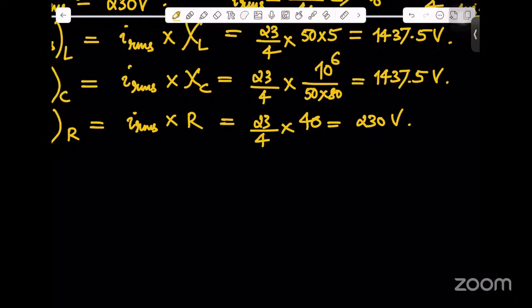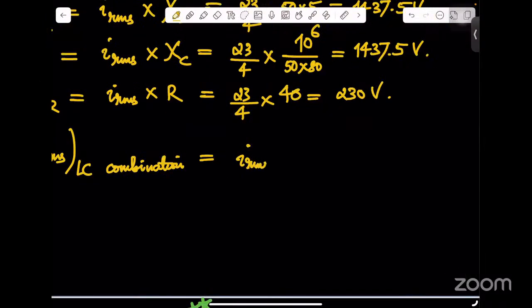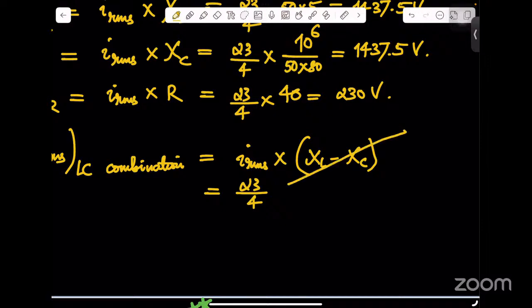Now, the potential drop across the LC combination, which is asked in the question, would be I_RMS times the LC combination. We always take X_L minus X_C, right? Which is 23 upon 4. And at resonance, we have been told that X_L equals X_C. So this turns 0. So this is 0.